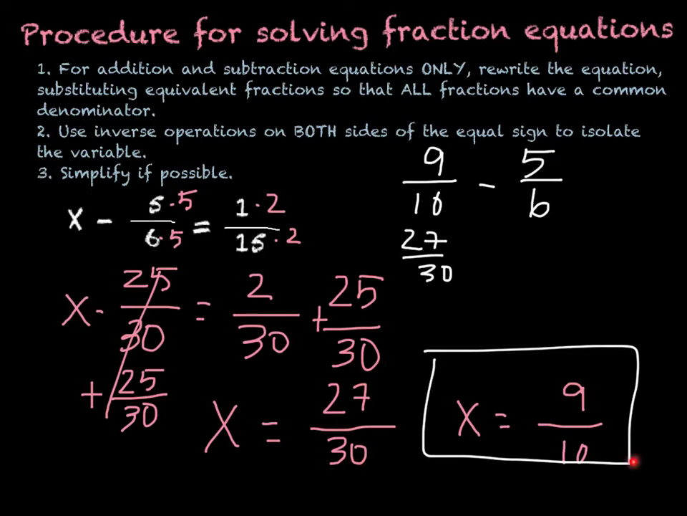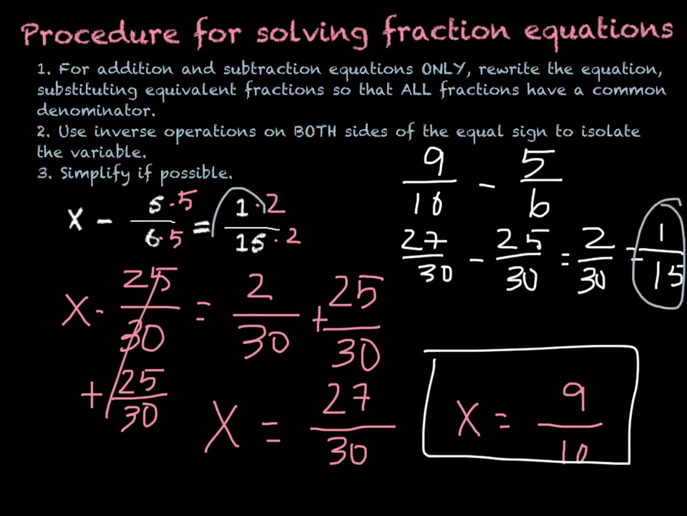I know that these two expressions are equivalent. 5/6 I already rewrote over 30. I know that it's 25/30, so I can take those away. And I'm left with 2/30, and 2/30 can be reduced to 1/15. Since my 1/15, when I checked, matched what I had in my original problem, I know that this equation is correct and that x must equal 9/10.